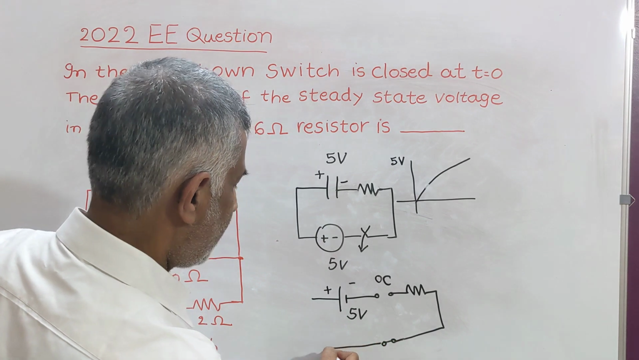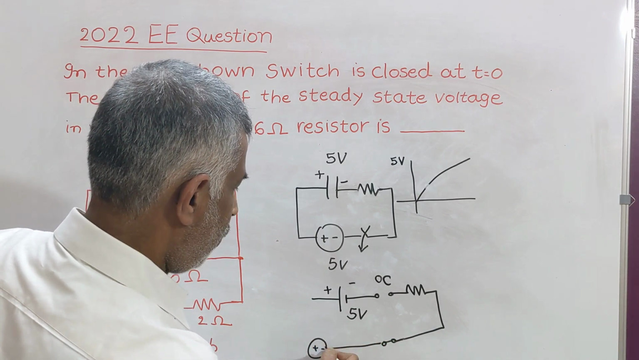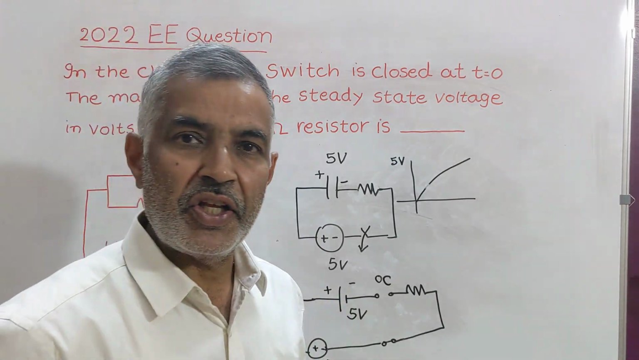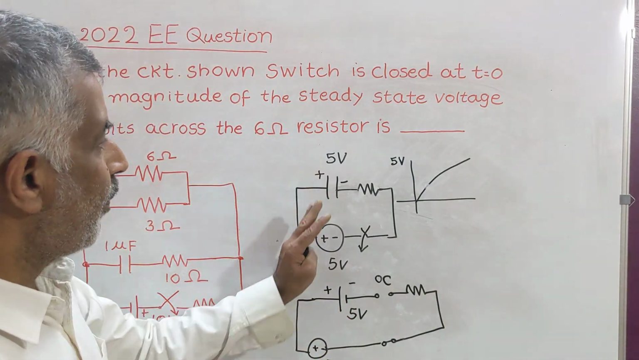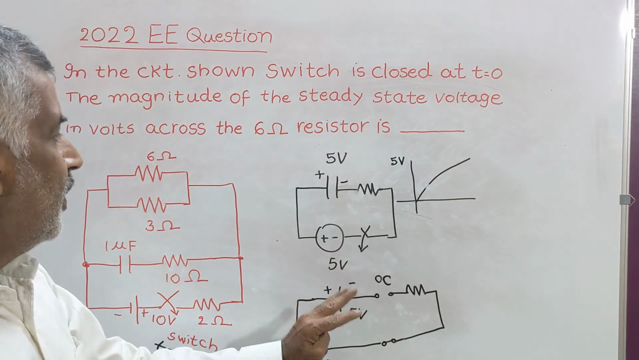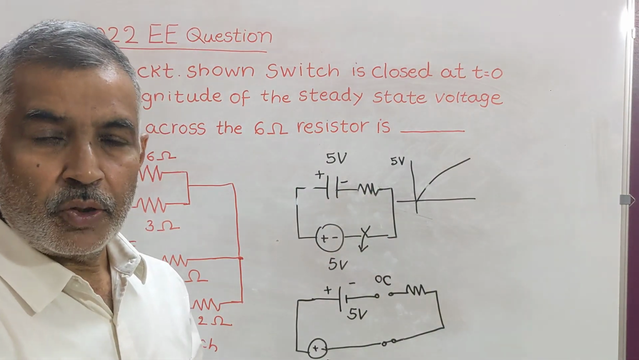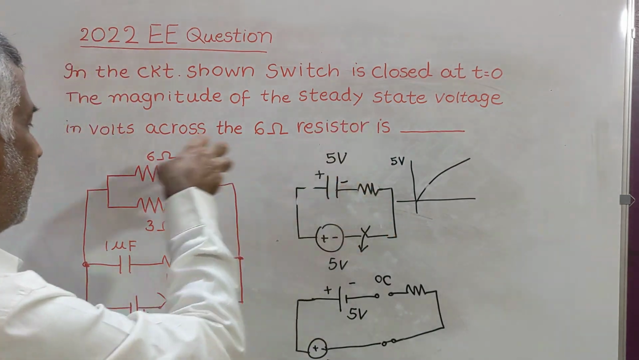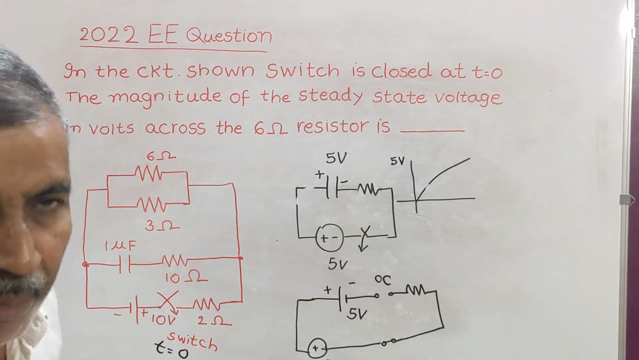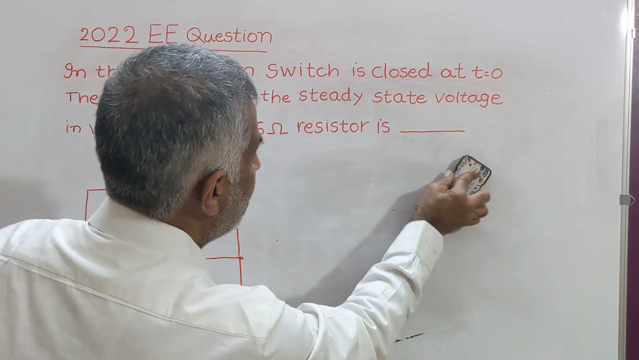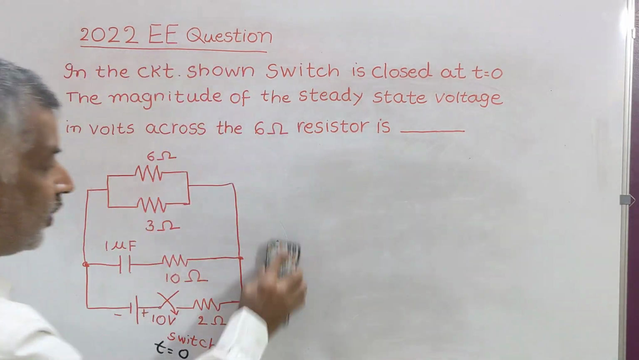Switch is closed. And this is what is called the final condition. So this is the representation of a capacitor under final conditions. That means the current flowing in the circuit stops. So you should know this point. In this problem, you apply this knowledge of charging of a capacitor.